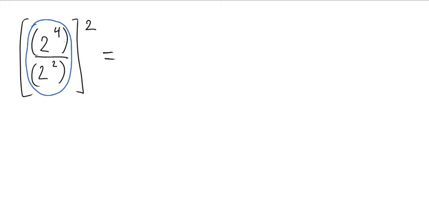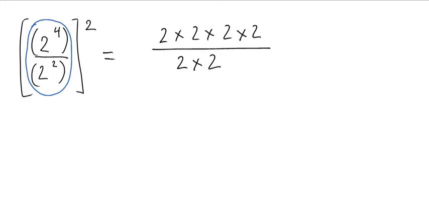Well, we know that 2 to the power of 4 is 2 times 2 times 2 times 2. Let's write that out, over 2 to the power of 2, which is 2 times 2. And then we have all that to the power of 2. We can't forget it, because that changes a lot. So, 2 times 2 times 2 times 2: 2 times 2 is 4, times 2 is 8, times 2 is 16. So that's equal to 16.